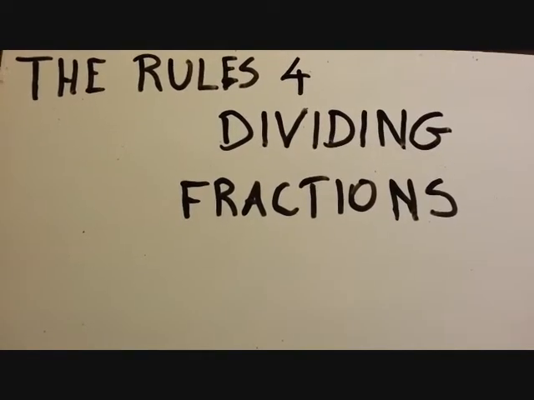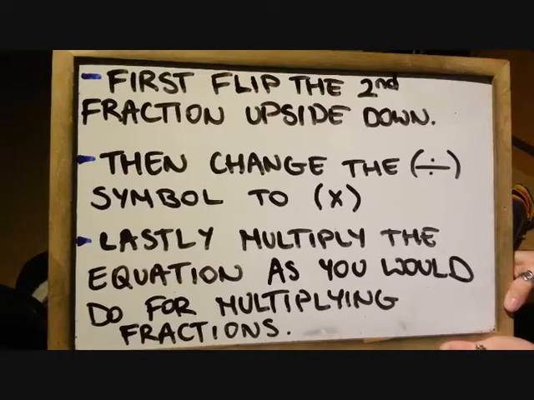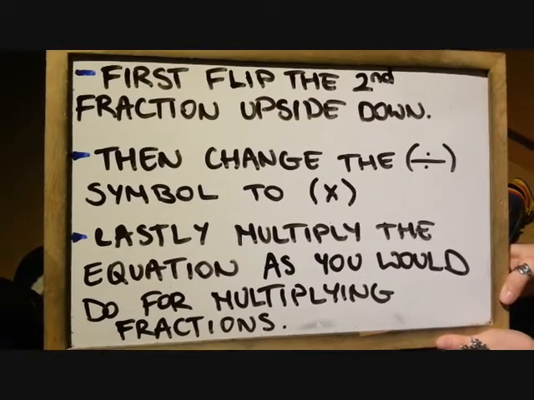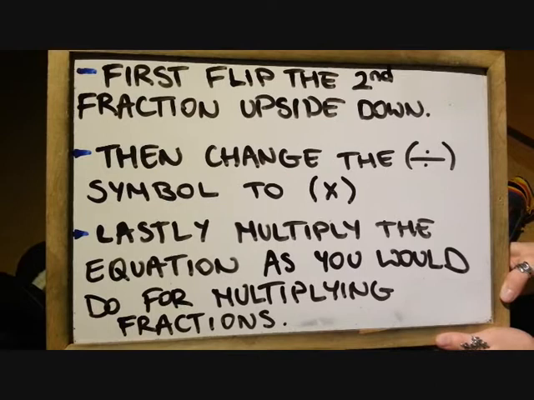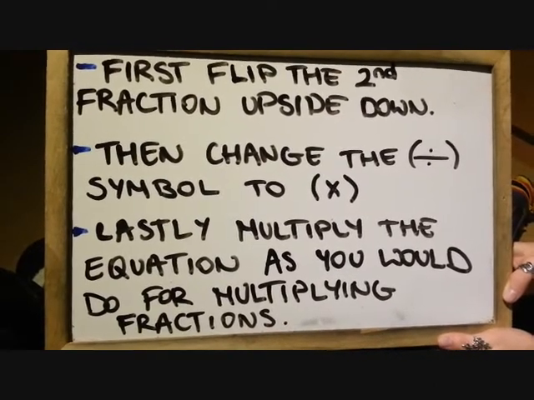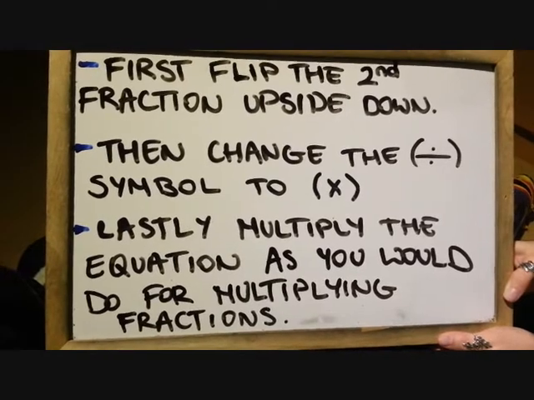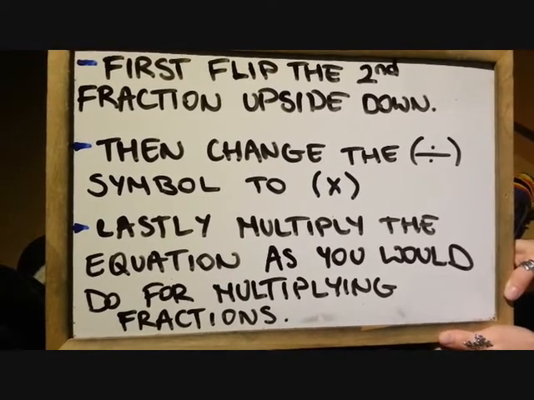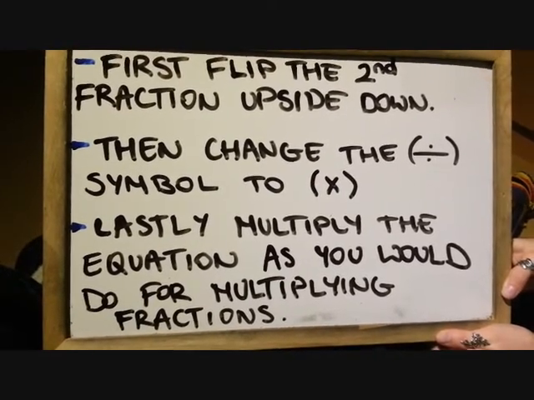The rules for dividing fractions. First, flip the second fraction upside down. Then, change the division symbol to a times symbol. Lastly, multiply the equation as you would do for multiplying fractions.